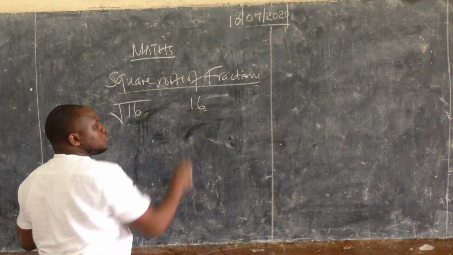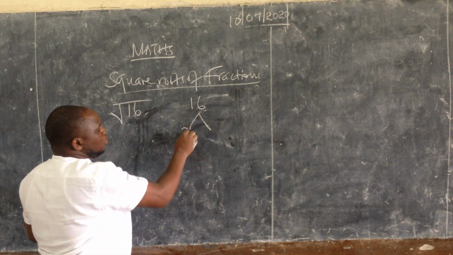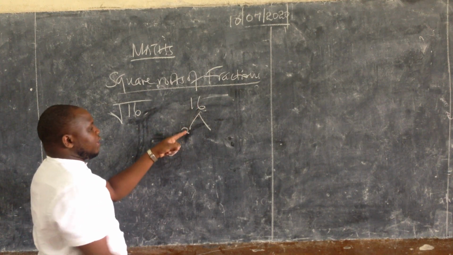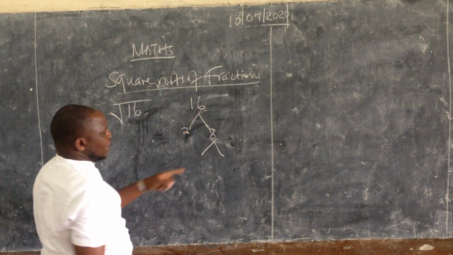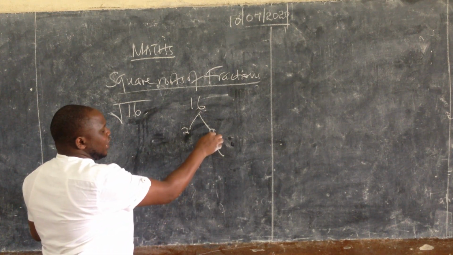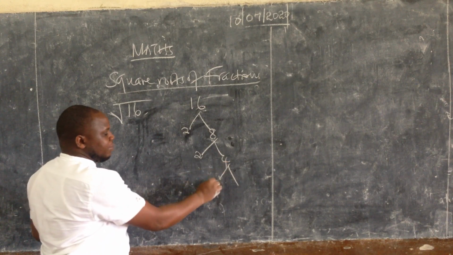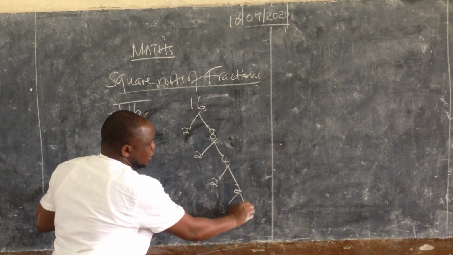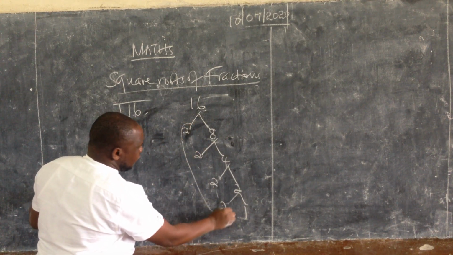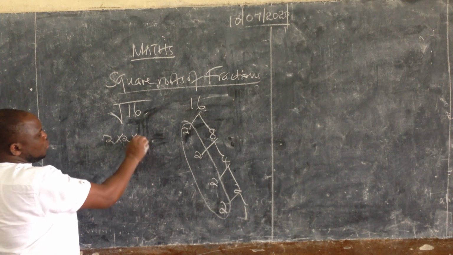You get 16. Use what you call the factorization method. You divide by 2. 16 divided by 2, you will get 8. Then you still continue dividing by 2 because 2 can divide this number. 8 divided by 2, you get 4. 2 can also divide this number. 4 divided by 2, you get 2. 2 can also be divided by 2 to get 1. So these are the factors of 16. So you get 2 times 2 times 2 times 2.